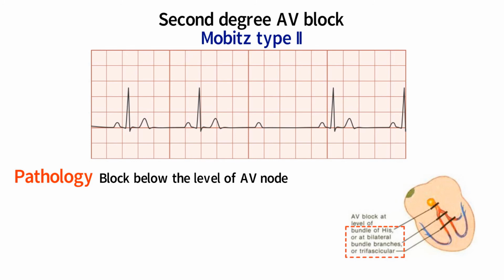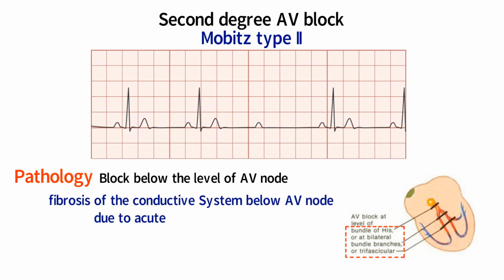So what is the etiology or pathology behind Mobitz 2? It can happen due to fibrosis of the conductive system below the AV node, maybe due to acute or subacute or prior myocardial infarction which caused fibrosis and caused a block in this pathway or this conductive route.